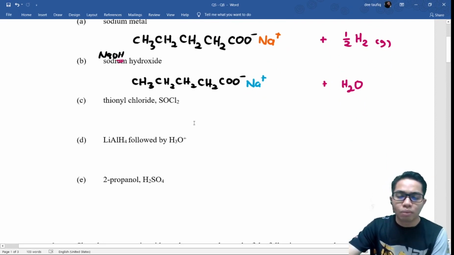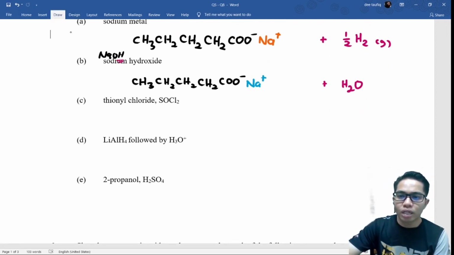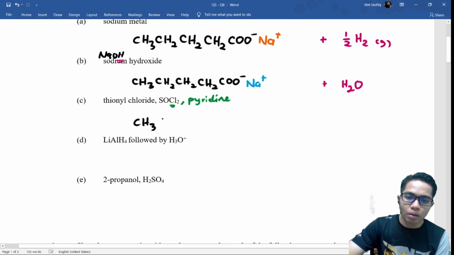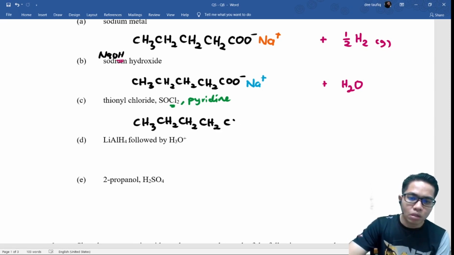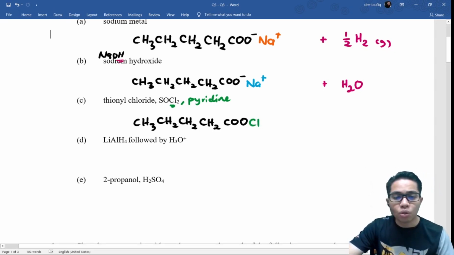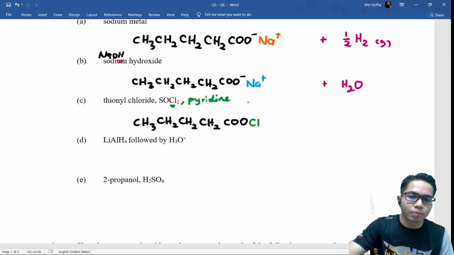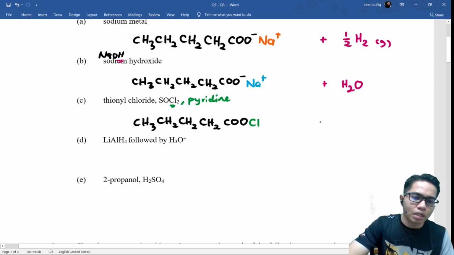Right. So C, carboxylic acid reacts with thionyl chloride. So thionyl chloride must be in the presence of pyridine or dissolved in pyridine. So what happened here is the OH in the carboxylic acid group will be replaced with chlorine. So the final product will be CH3, CH2, CH2, CH2, COCl. Should be COOH, carboxylic acid, and then the OH from the carboxylic acid is replaced with chlorine. Side product is SO2 plus HCl.